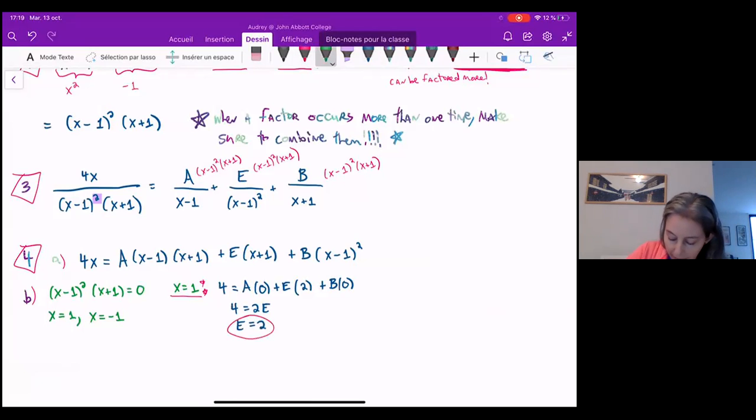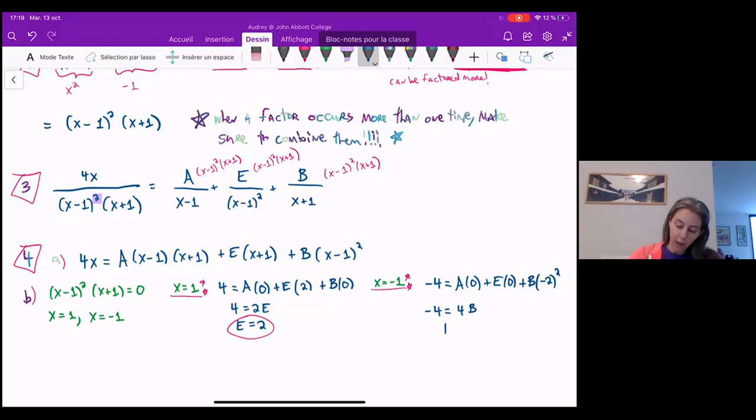Now we'll move on to x is equal to negative 1. And I'll get negative 4 is equal to, again, I have A times 0, but now I also have E times 0, and B times negative 1 minus 1, that's negative 2 squared. So I get that negative 4 is equal to 4B, and B is equal to negative 1.